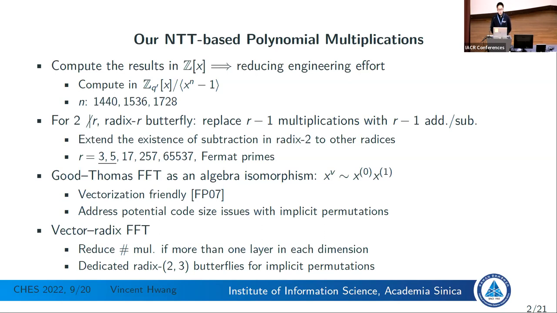The second FFT is Radix FFT. It is essentially a multidimensional generalization of FFT. So the building blocks, instead of one-dimensional NTTs, are all multidimensional butterflies. Furthermore, we also propose dedicated Radix 2-3 butterflies supporting the implicit permutations.